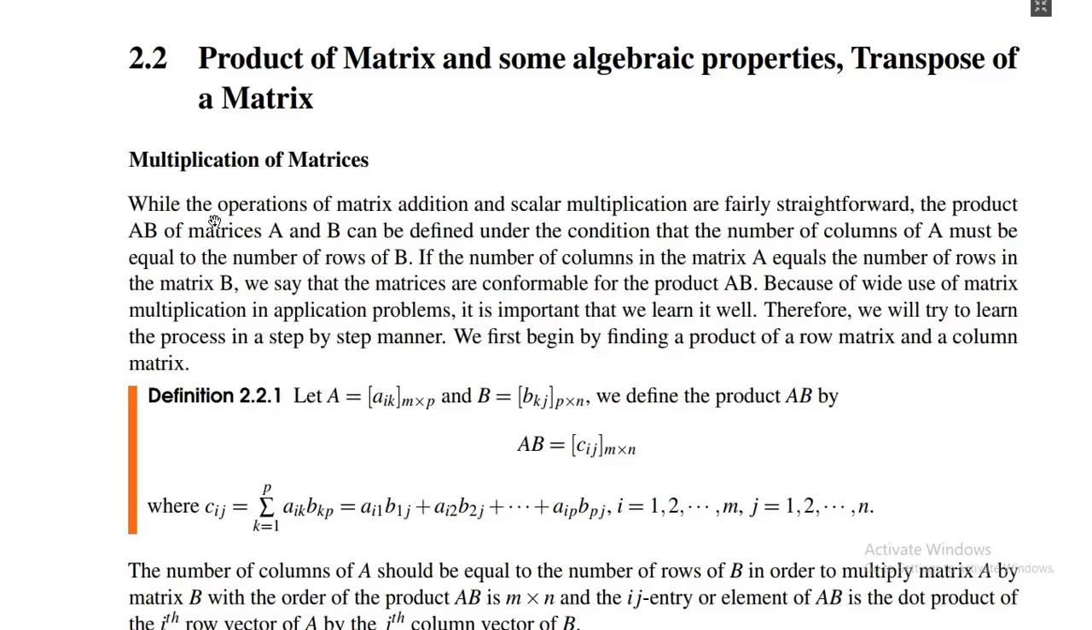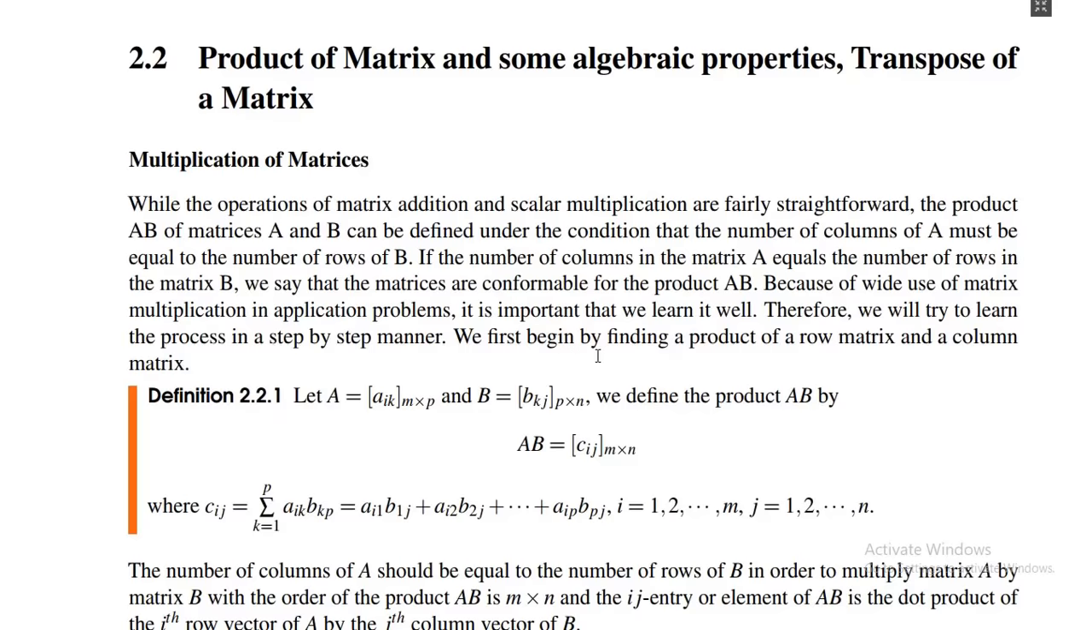Now, multiplication of a matrix. While the operations of matrix addition and scalar multiplication are fairly straightforward, the product A times B of matrices A and B can be defined under the condition that the number of columns of A must be equal to the number of rows of B. If the number of columns in the matrix A equals the number of rows in the matrix B, we say that the matrices are conformable, or defined, for the product A times B. Because of wide use of matrix multiplication in application problems, it is important that we learn it well. Therefore, we will try to learn the process in a step-by-step manner.